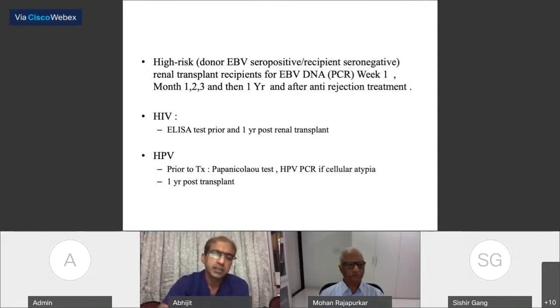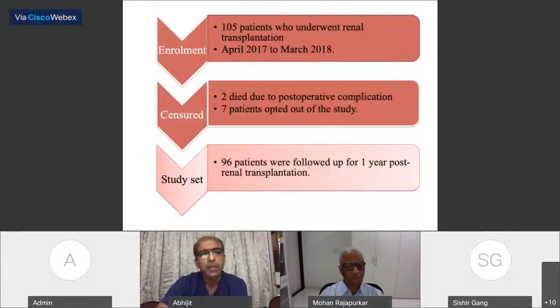This was done after every 3 months, and then after any anti-rejection treatment was used. HIV studies were done using ELISA prior to and 1 year post-transplant. HPV was assessed in women prior to transplant, where we screen all female patients with Pap smear and HPV PCR if any cellular atypia was noted, and again 1 year post-transplant in these specific individuals.